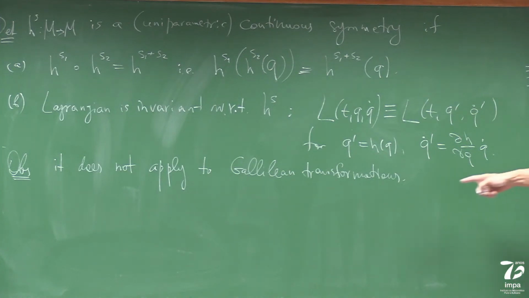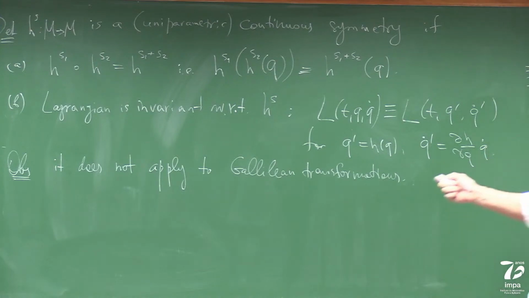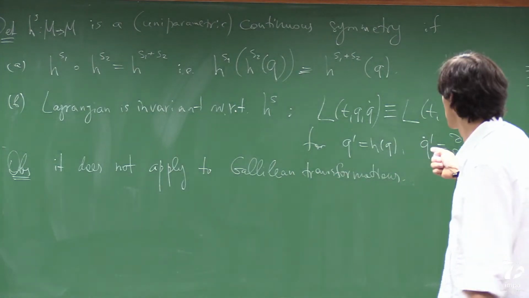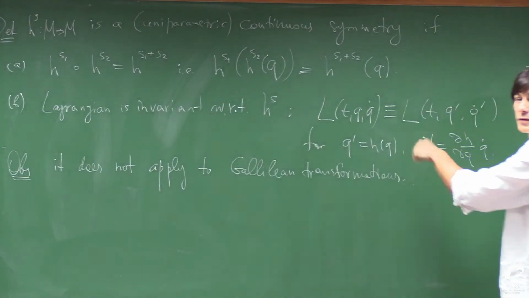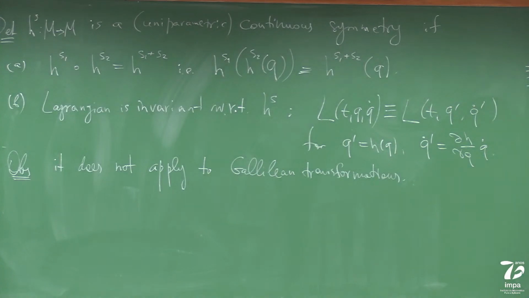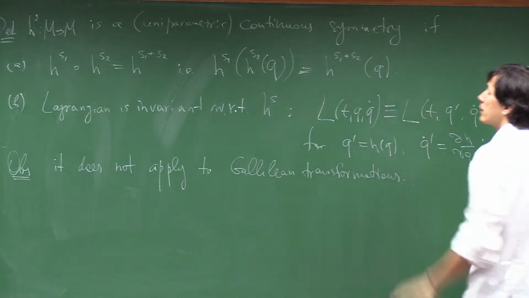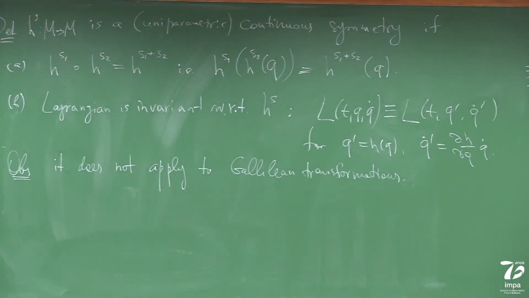Why are Galilean transformations, which means changing to a moving reference frame, not a continuous symmetry of this kind? The second condition fails, because for a Galilean transformation it's not the same Lagrangian. It's plus this total derivative term. So that's a stronger restriction. We only deal here with the symmetries which really do not change the Lagrangian at all.